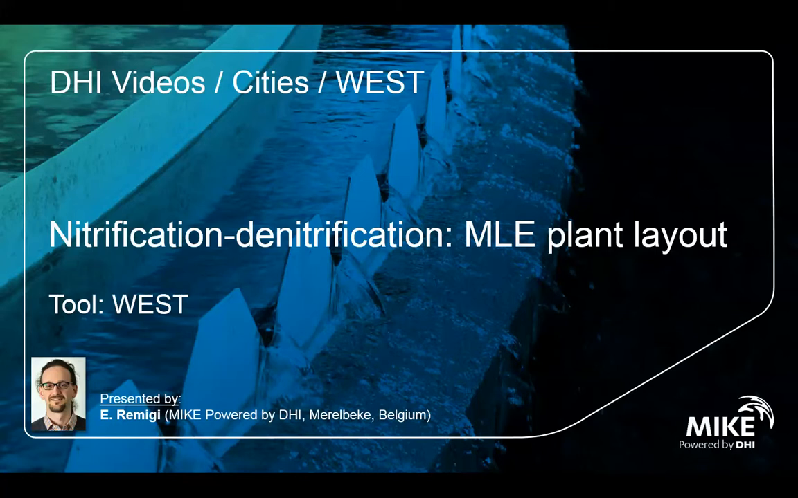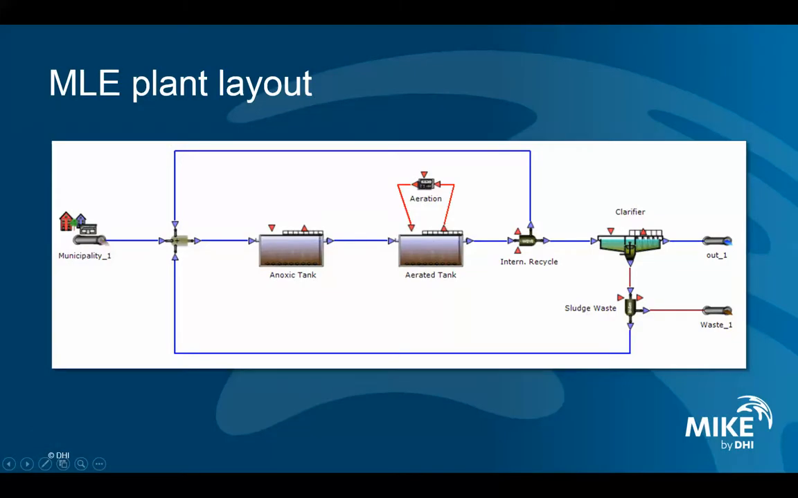In this video, I'm going to show you how to create a new plant layout from scratch in West and execute a dynamic simulation. For the exercise, we're going to work in the main West environment. I've used for the exercise this standard MLE plant layout with two activated sludge tanks in series, an anoxic tank followed by an aerated tank, an internal recycle of the mixed liquor followed by a secondary clarifier.